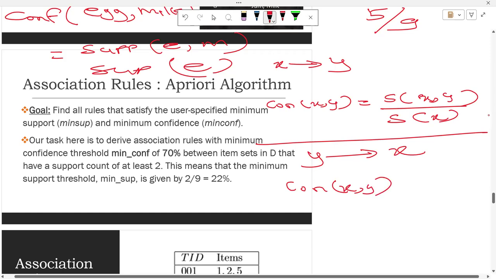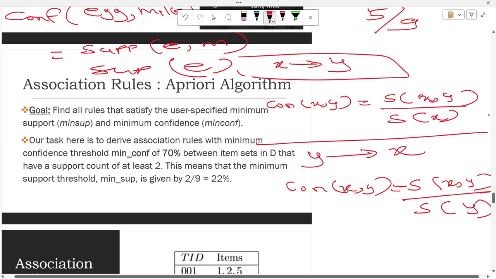So confidence of x comma y is equal to support count of x comma y divided by support count of y, not x. So the left part of the association rule is what comes in the bottom. That is important to calculate the confidence.